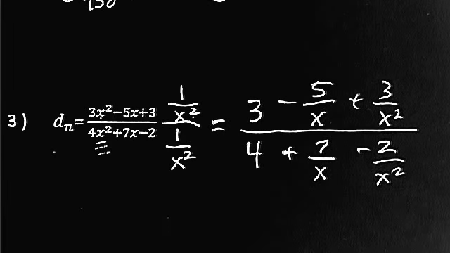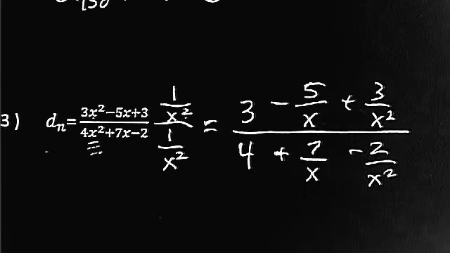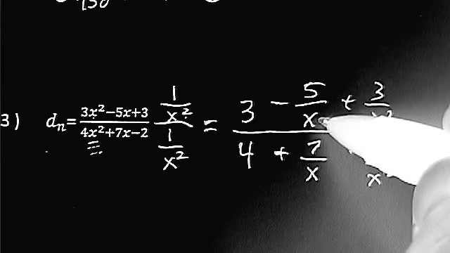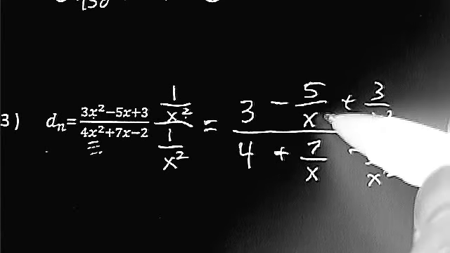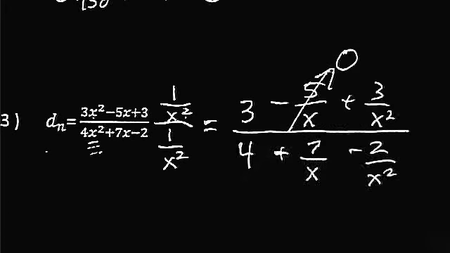Now, let's understand what's going on. X is getting bigger and bigger and bigger. Well, what happens to this when x gets bigger and bigger? Negative 5 divided by a million, negative 5 divided by a billion, negative 5 divided by a trillion. That's getting smaller and smaller and smaller. In fact, we say that this disappears to zero.